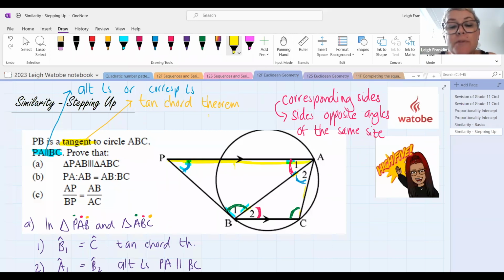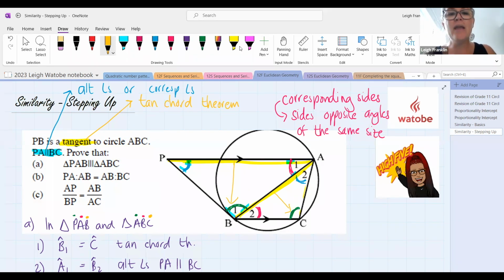Side PA is opposite B1. So side PA corresponds with side BA in the other triangle. That is because PA is opposite B1 and AB, or BA, is opposite C, and B1 and C are the same size. That's why they are corresponding sides. They happen to be in the same triangle at the moment because they share side AB, but that's not always going to be the case, right?